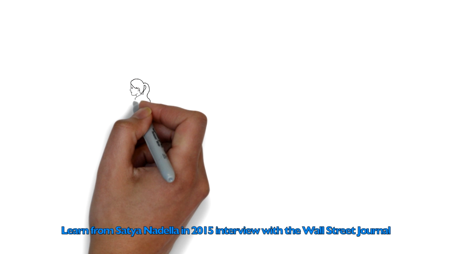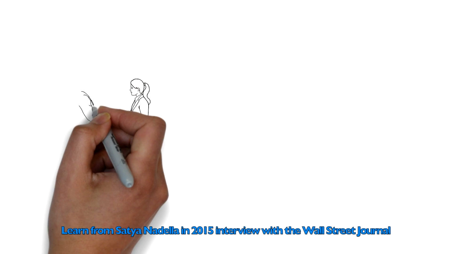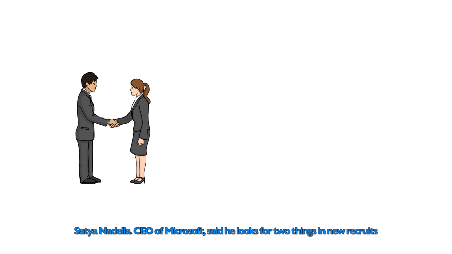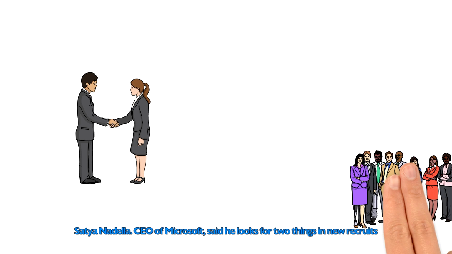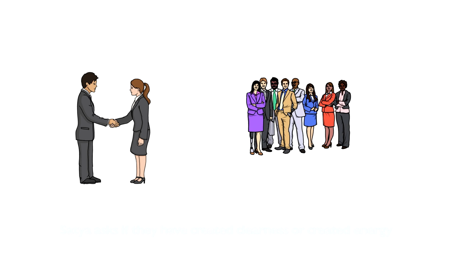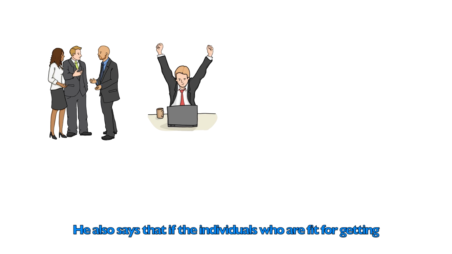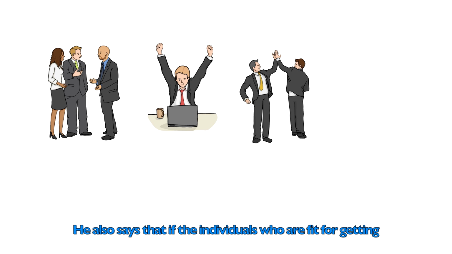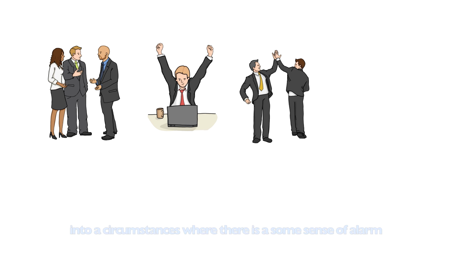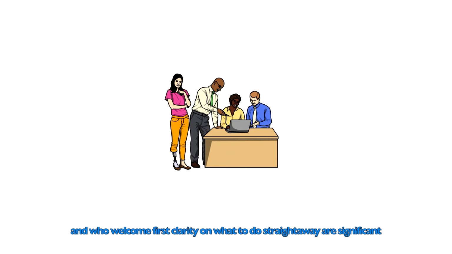Learn from Satya Nadella. In a 2015 interview with the Wall Street Journal, Satya Nadella, CEO of Microsoft, said he looks for 2 things in new recruits. Satya asked if they have created clarity and created energy. He also says that individuals who are able to get into circumstances where there is some sense of alarm, and who bring first clarity on what to do straight away, are significant.